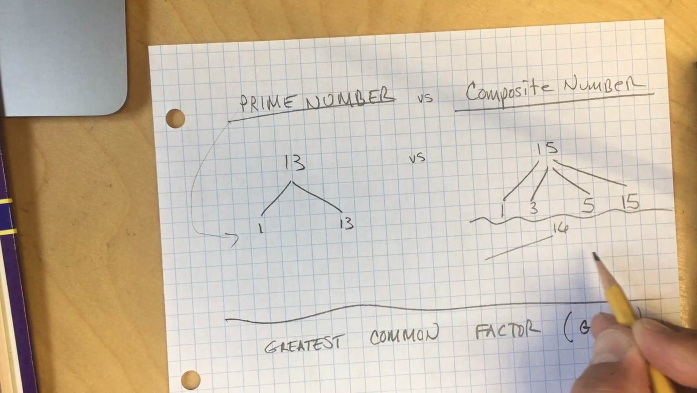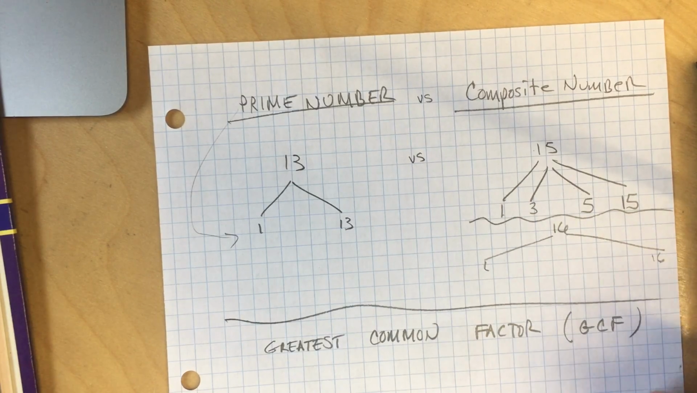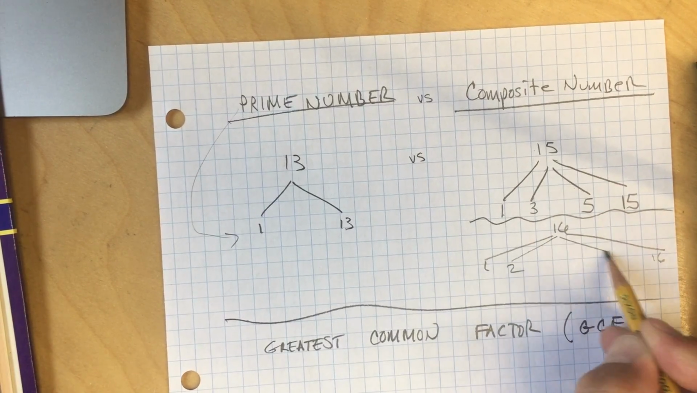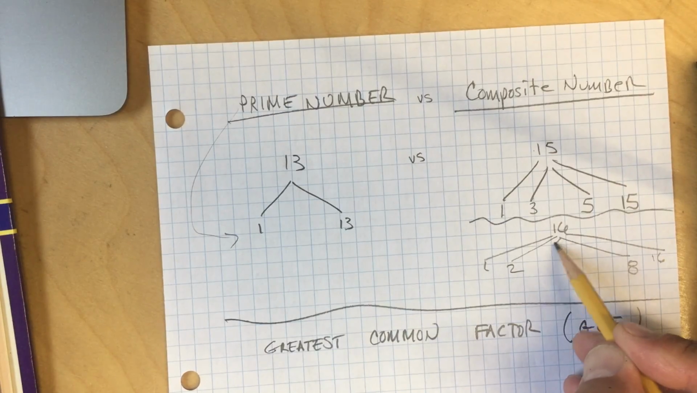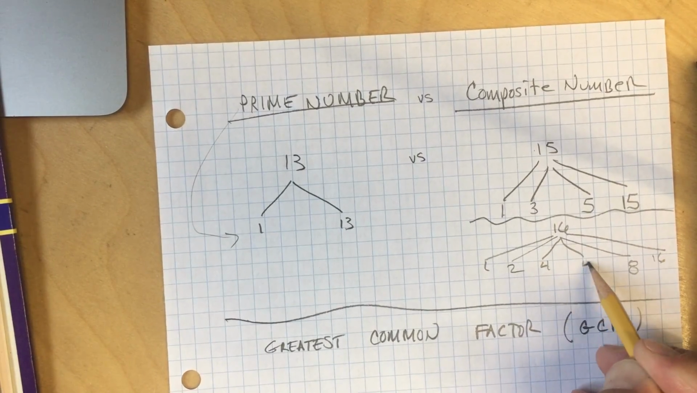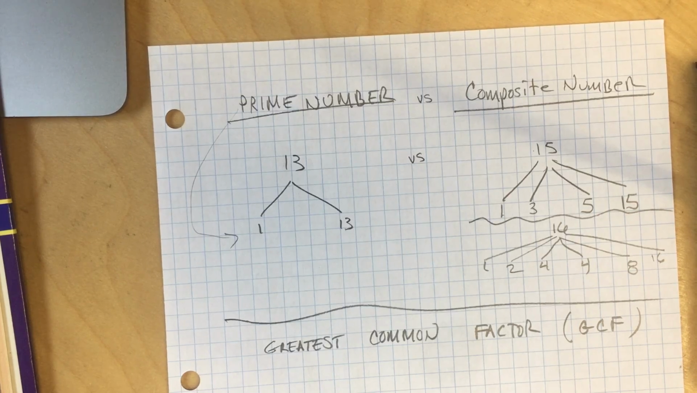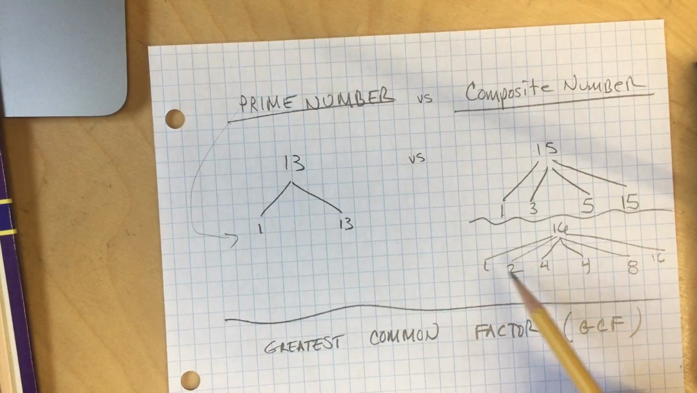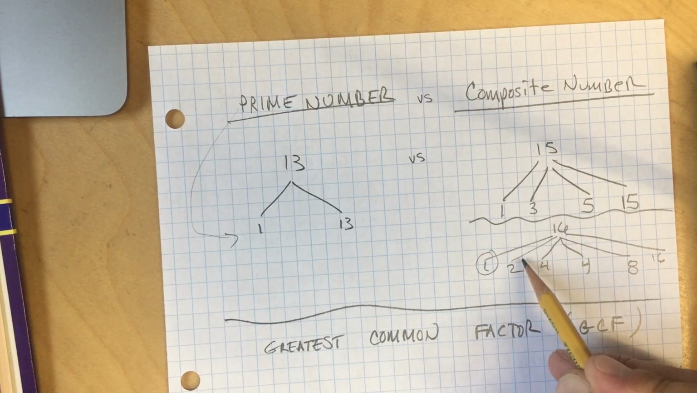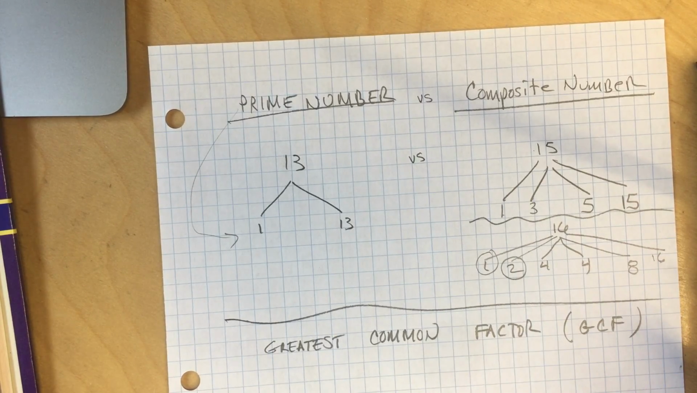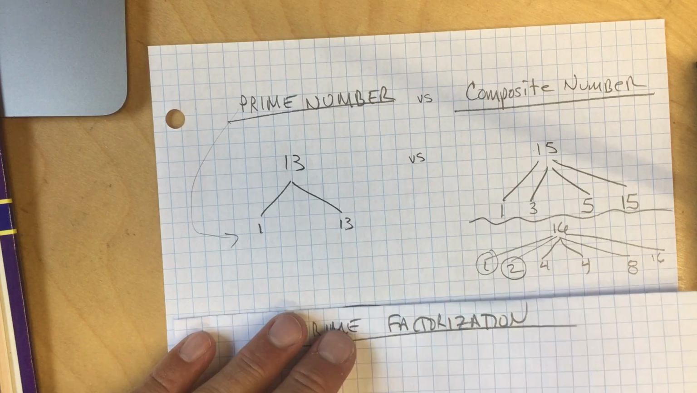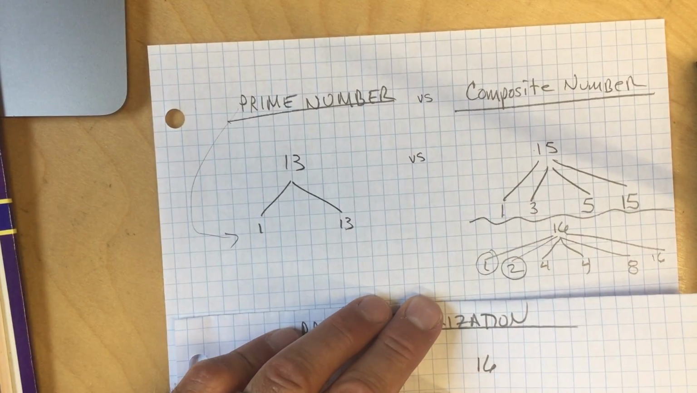Well, what divides in? 1 and 16, 2 and 8, 4 and 4. Okay? So some of these numbers are prime, and some of them are not. So what happens is we get into what's called a prime factorization. And let's do it for the number 16.